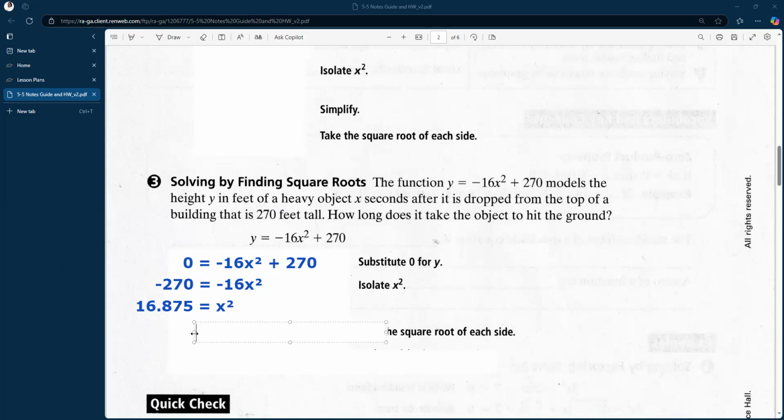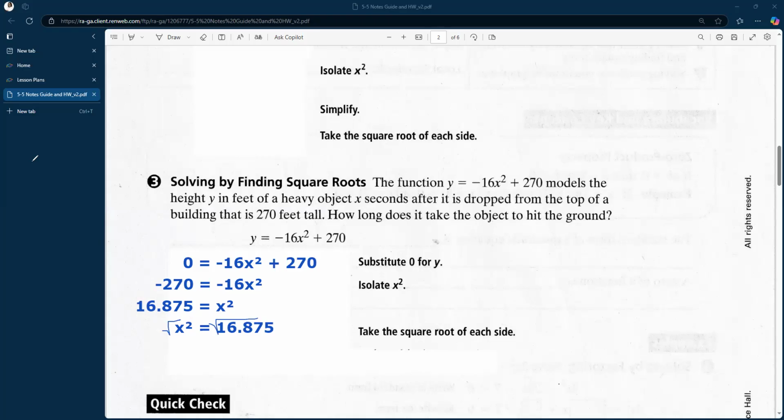So here, I just like to switch my variables so it's on the left side. You do not have to. It is the symmetric property of equality. They are equal to the same thing. Doesn't matter which side of the equation sign they're on. But here I'm going to take the square root of both sides.